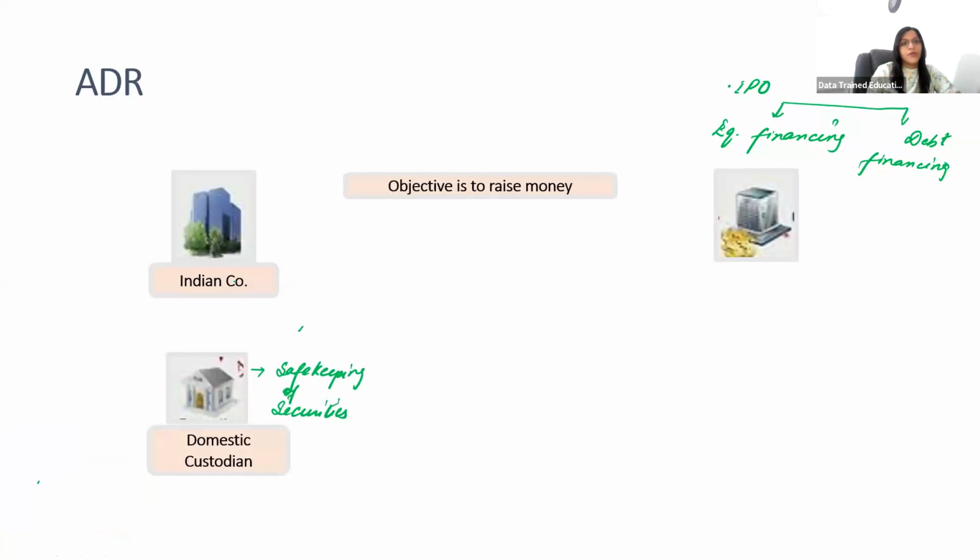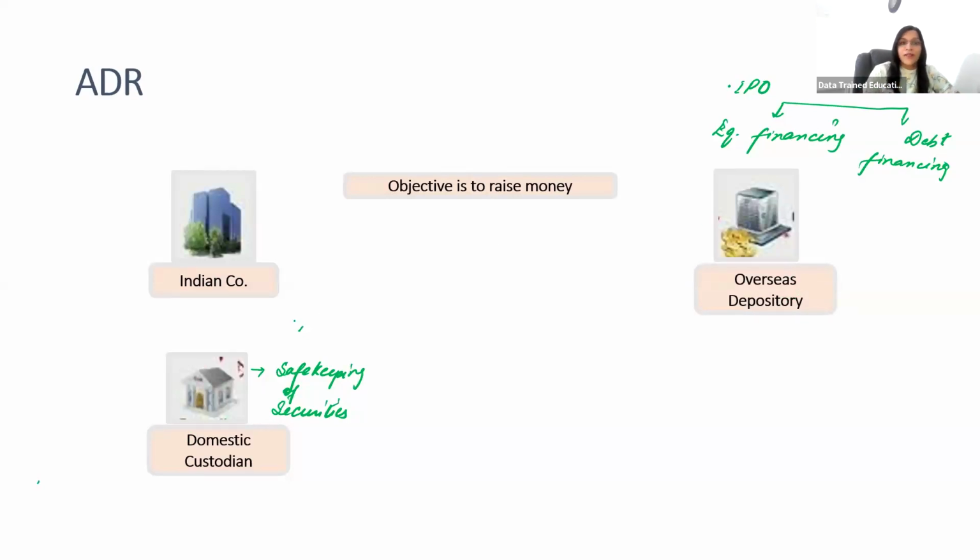So how does this process work? If the Indian company wants to raise shares, to whom does it need to deposit? The company will deposit the shares with this domestic custodian. Once the domestic custodian receives the shares, it provides acknowledgement to the overseas depository. You know what a depository is? A depository is the responsible entity for safekeeping of securities. In India, we have two depositories, NSDL and CDSL. Similarly, overseas also, there are depositories.